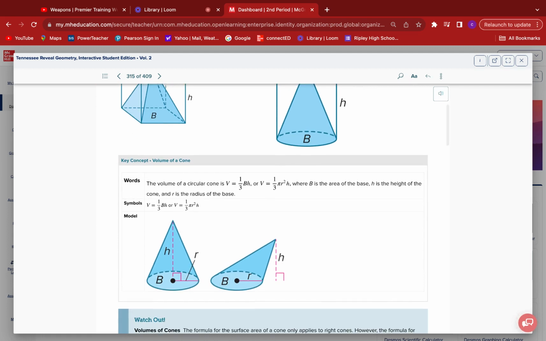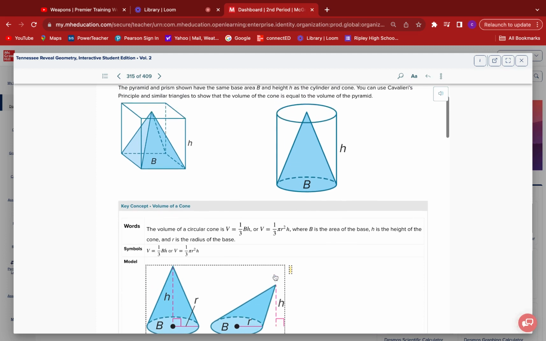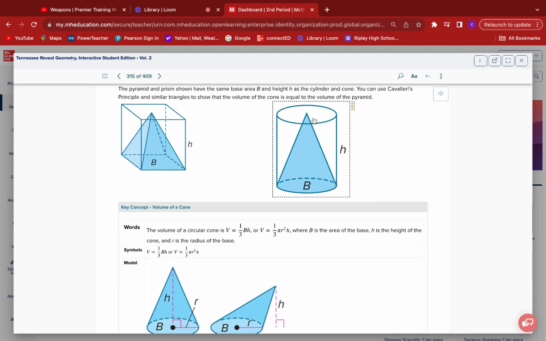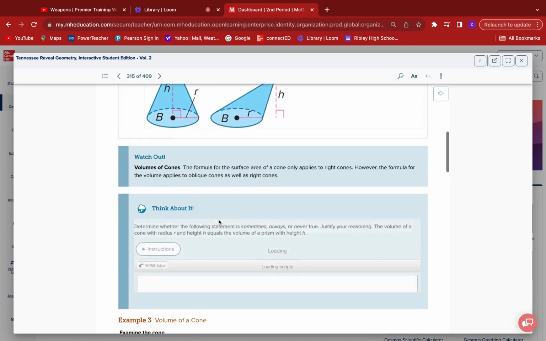All right, so 1/3. All right, height, there's your true height. And if it's oblique, there's your true height. Remember, we don't go with slant. So if they, for whatever reason, give you the slant of this cone, you're going to do the Pythagorean theorem, that right triangle right there, to find the true height. All right, let's get into it.